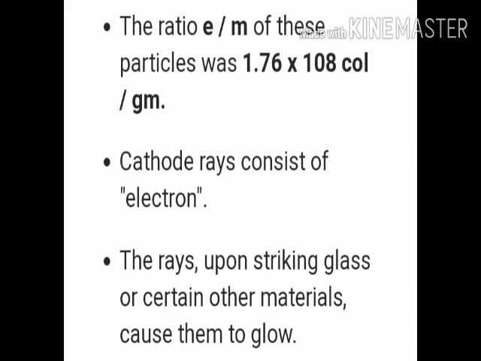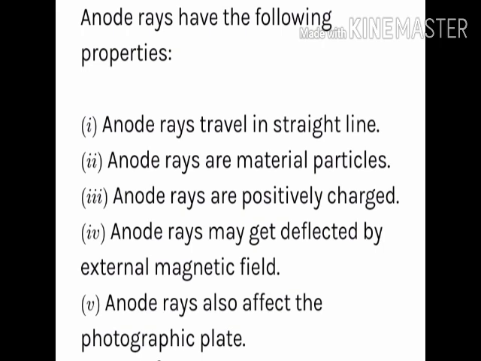The ratio e/m of these particles, which we later found to be electrons, was 1.76 × 10^8 coulombs per gram. Cathode rays consist of electrons. The rays, upon striking glass or certain other metals, cause them to glow, for example tungsten, etc.